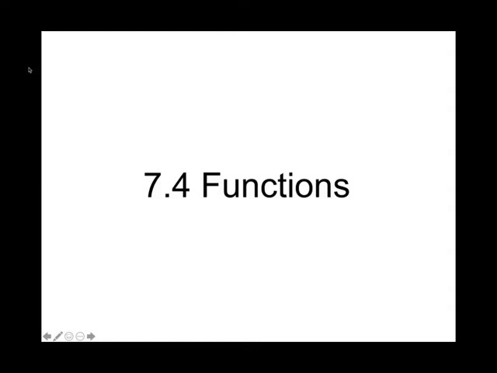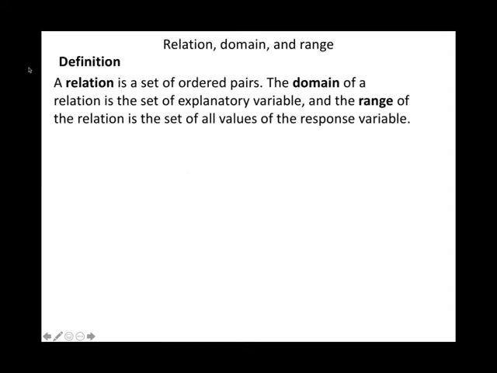Section 7.4 Functions. Relation, domain, and range. Definition. A relation is a set of ordered pairs. A relation is talking about the coordinates. We have an x and y, that's ordered pairs.